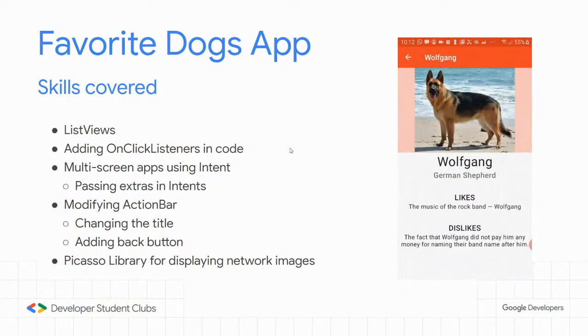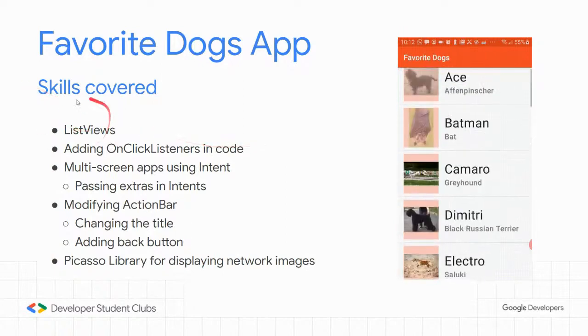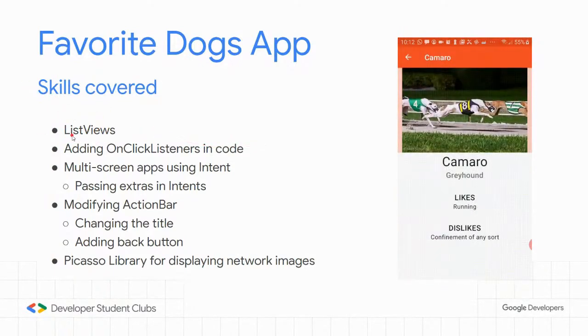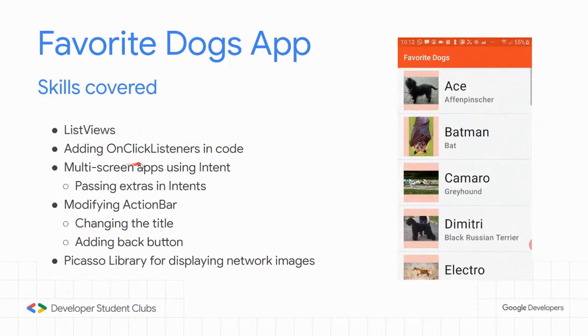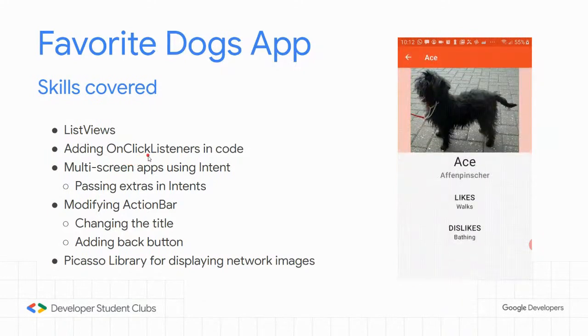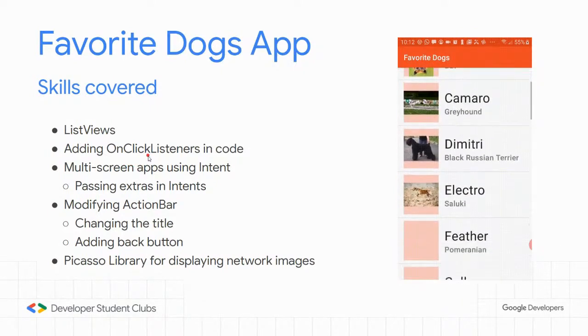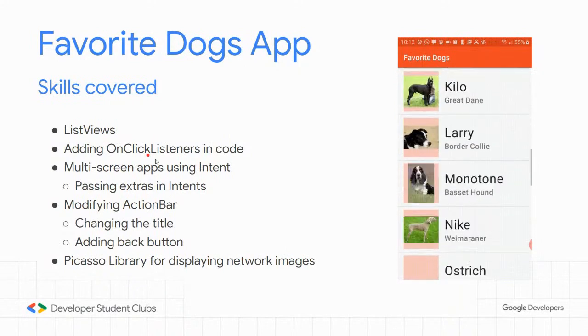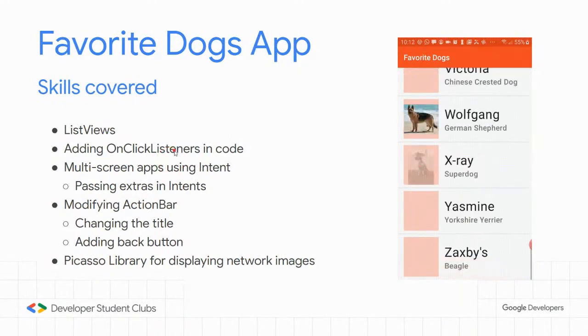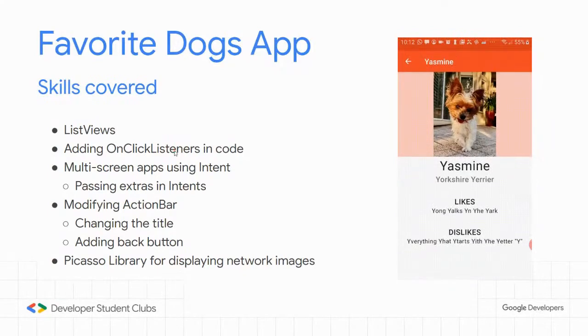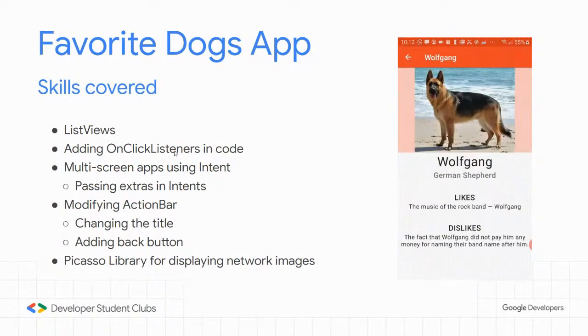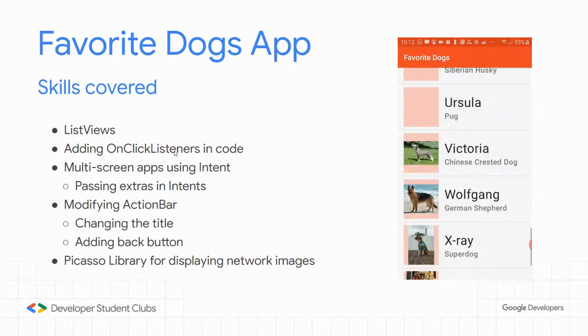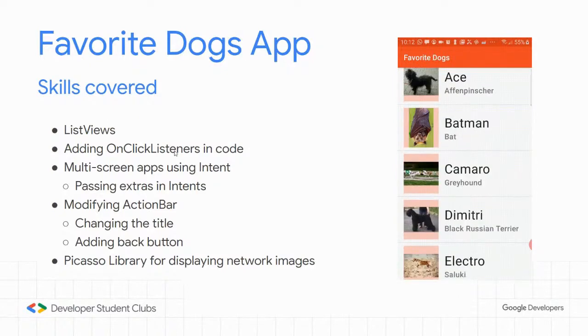What we want to work on today is mainly list views. How do we model this list of dogs? And some smaller things here and there to make this app cohesive and complete, like how to add on-click listeners in code. So far, we're just using our on-click listeners in our XML files. For the button, in the on-click attribute, we add the method.